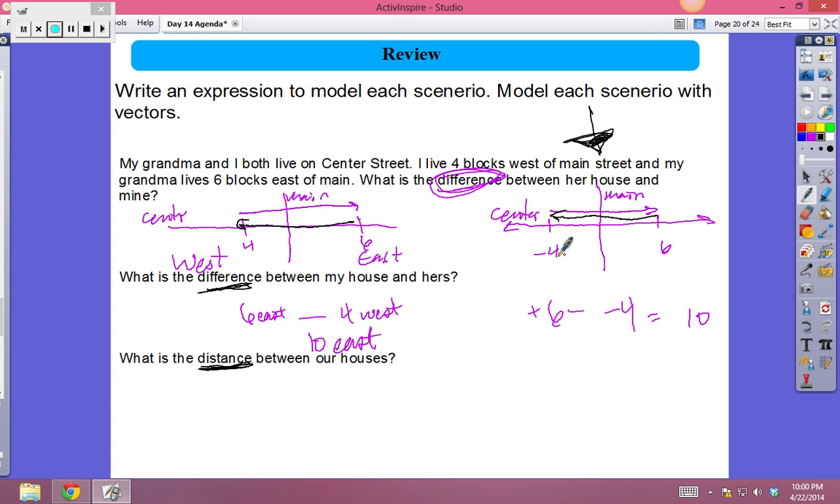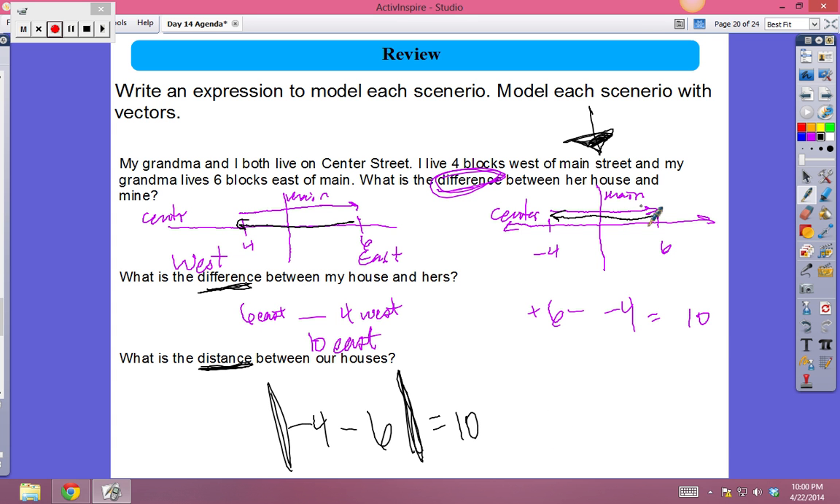So the distance between mine and my grandma's, here's mine, a negative 4. To find the distance between them, I got to use the operation subtract. My grandma's right here, 6. So I'm going to put absolute values, and that indicates the distance. We don't care about the direction, I just want the distance, which is 10.